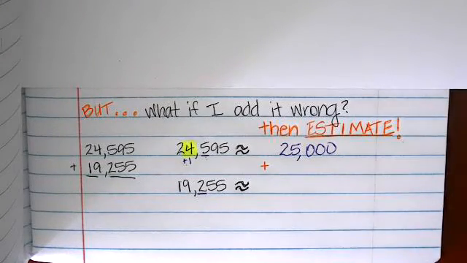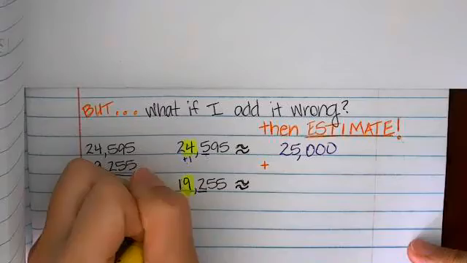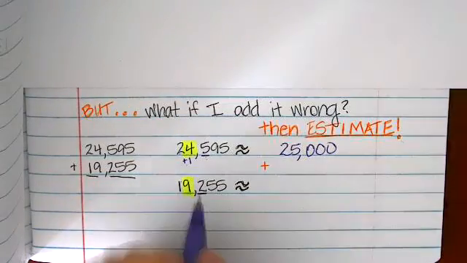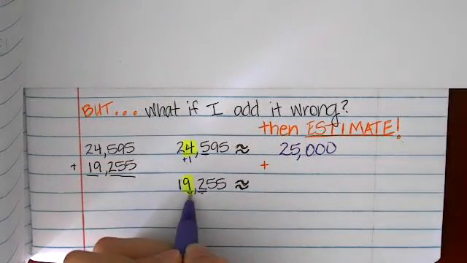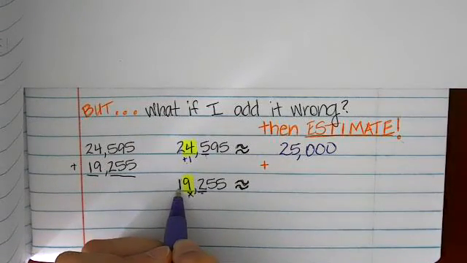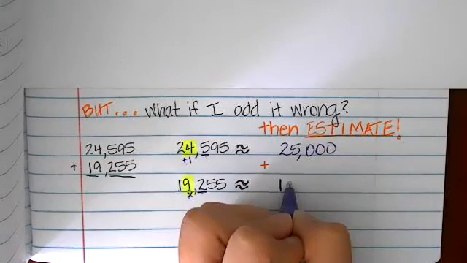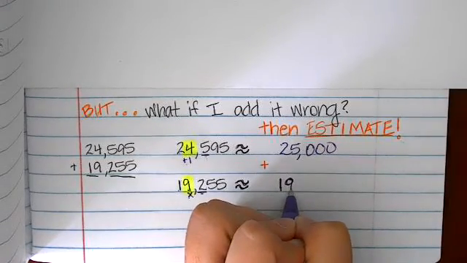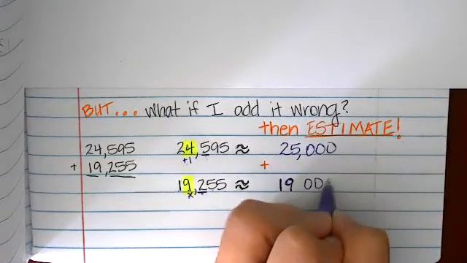Just like with 19,255, I found the place. I am rounding to the nearest 1,000. Found the place. I look next door. Is that 5 or greater? It is not. So I'm not adding one more. The number in the front stays the same. So I kept that number the way it was. The sign does not change. Numbers in the back, 1, 2, 3, 0 is your name.